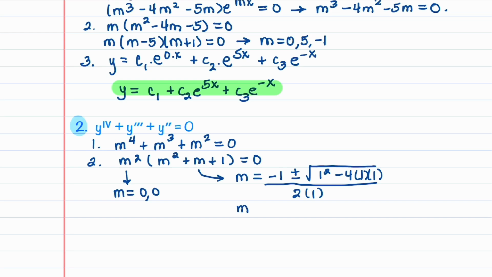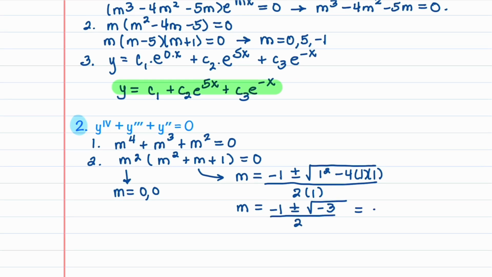So let's see. This is m is equal to minus 1, plus or minus the square root 1 minus 4, so that's minus 3, all divided by 2. So this is minus 1/2 plus or minus the square root of 3 over 2 times i, because of the negative inside the square root. Before we write down the solution, let's write down what type of roots we have. Over here on the left, we have 2 repeated roots. And then over here on the right, we have 2 complex roots.